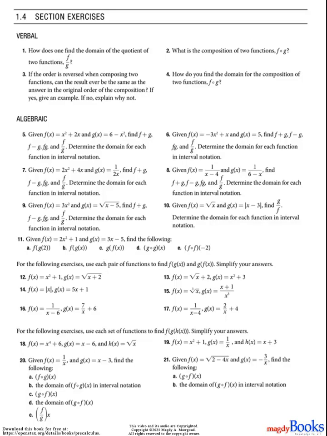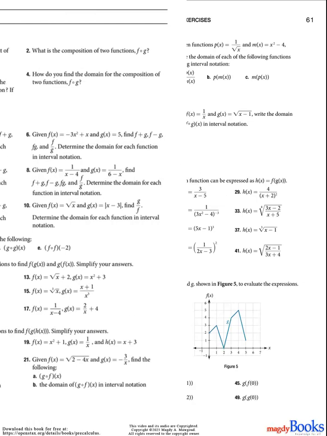21. Given f of x equals square root of 2 minus 4x and g of x equals negative 3 over x. Find the following. A. g composed with f at x. B. The domain of g composed with f at x in interval notation.